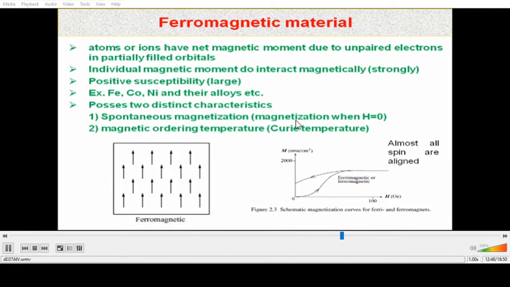The second one is a magnetic ordering temperature known as the Curie temperature. Every ferromagnetic material shows ferromagnetic property below a certain temperature only. This is known as the Curie temperature, above which temperature-induced thermal vibrations will not allow individual spins to interact magnetically. So the material will exhibit only paramagnetic behavior above its Curie temperature.